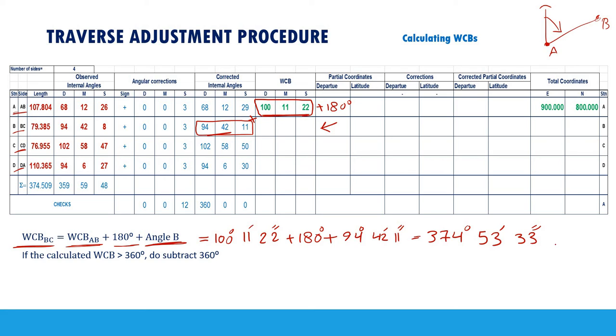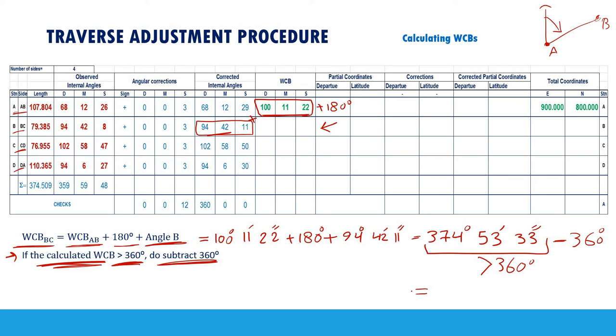If you have an answer like this, it is absolutely not correct, because the whole circle bearing shouldn't exceed 360 degrees. If you have something like that, please subtract 360 from your answer to get the right whole circle bearing value. Because my answer here is greater than 360, look at this important note: if the calculated whole circle bearing is greater than 360 degrees, subtract 360 degrees. So I would simply say minus 360 degrees.